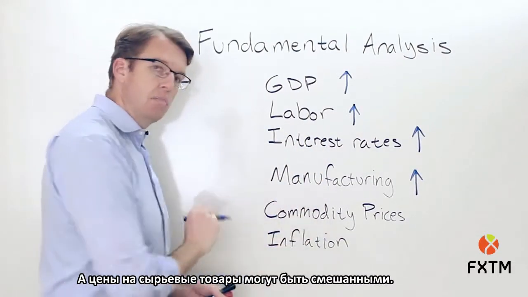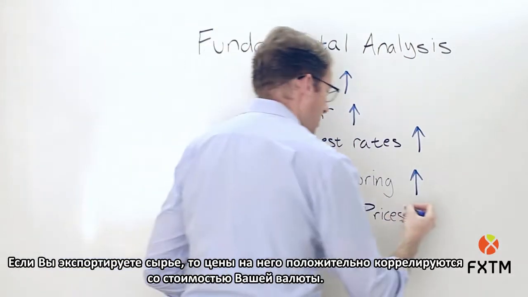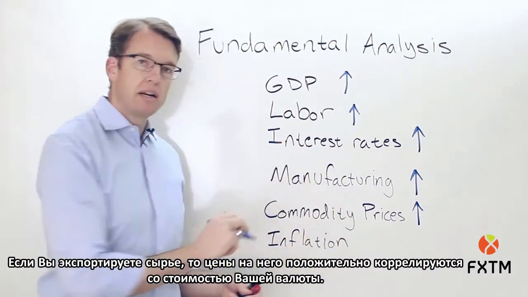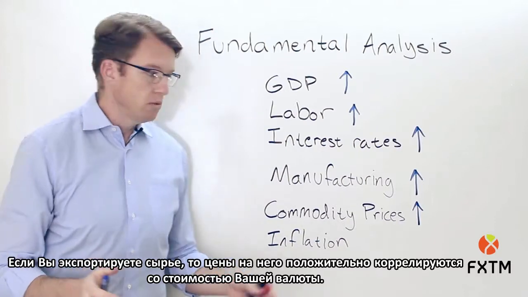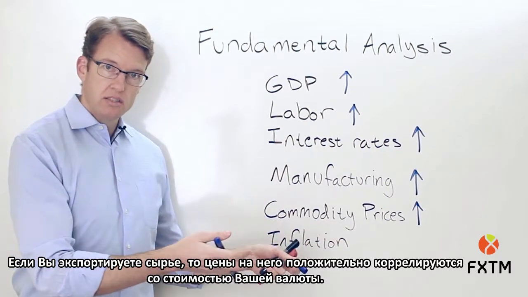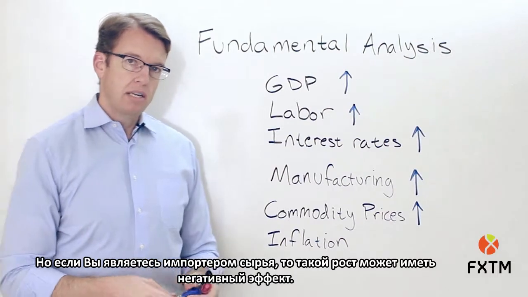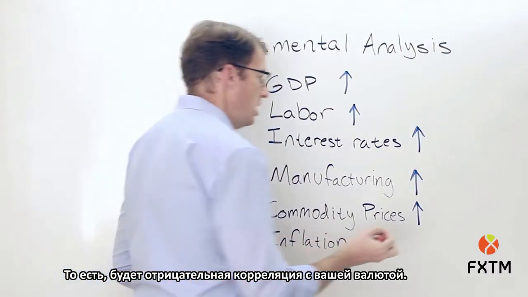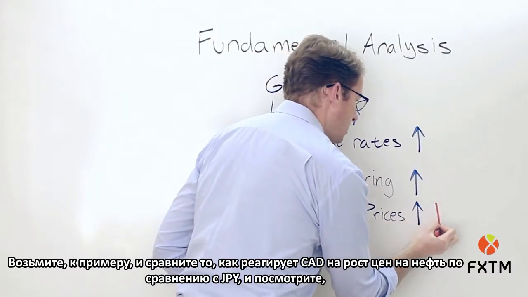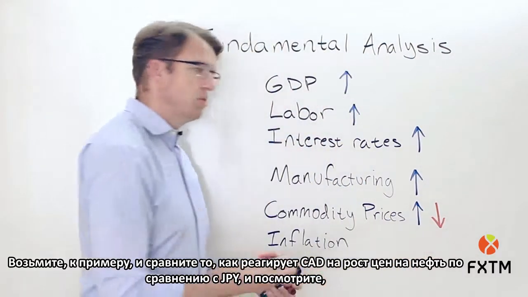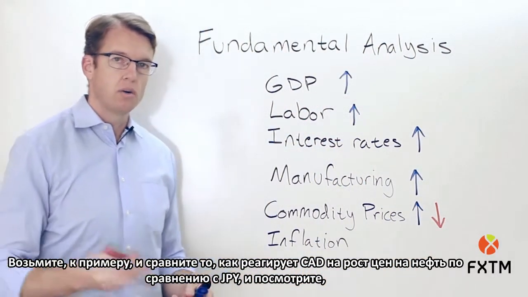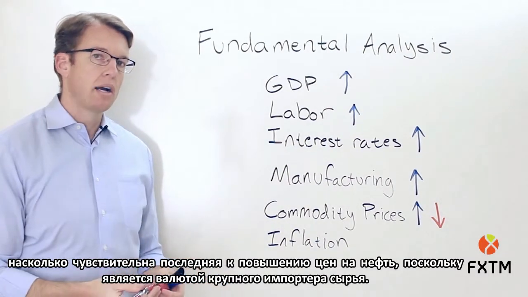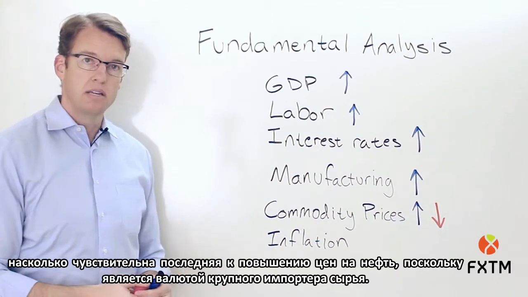Now, commodity prices can be a little mixed. If you're a commodity exporting economy, then we would expect that the relationship with commodity prices should be positively correlated with your currency's value. However, if you're a commodity importer, then this could actually have a negative impact. So it could have a negative correlation with your currency. Take, for example, the difference that we will oftentimes observe between the way that the Canadian dollar responds to higher oil prices versus the Japanese yen, which may be sensitive to higher oil prices because they're a net commodity importer.